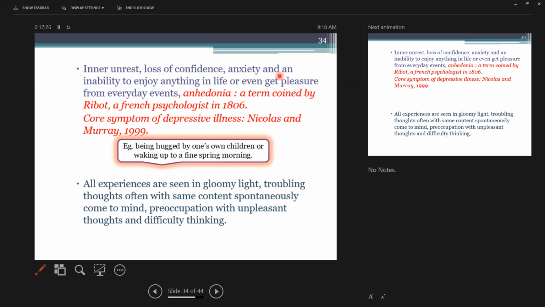Now, anhedonia was a term coined by Ribot, a French psychologist, in 1806. It is regarded as a core symptom of depressive illness. For example, there's no joy in being hugged by one's own children or waking up to a fine spring morning, and all experiences are seen in a gloomy light.